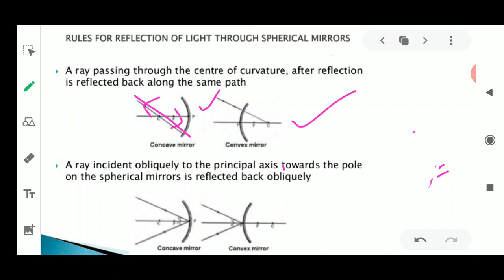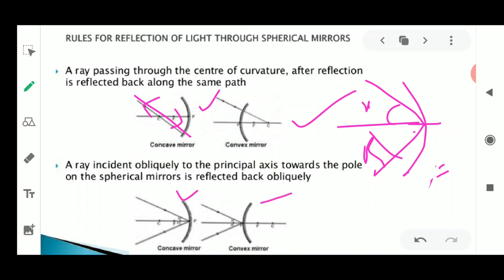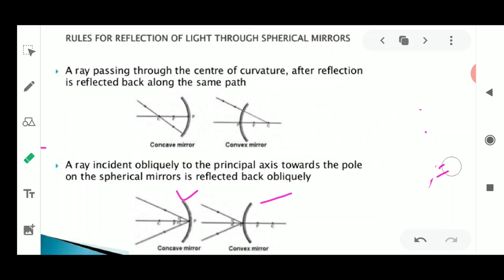This similar thing is happening in the convex mirror. Now the next rule says that a ray incident obliquely to the principal axis towards the pole on the spherical mirror is reflected back obliquely. Whenever the ray of light is passing at the pole, it is reflected obliquely, which makes the angle of incidence and angle of reflection like this. So this is how the second rule is stated. Both these rules are seen in both types of spherical mirrors, whether it is a concave mirror or a convex mirror.